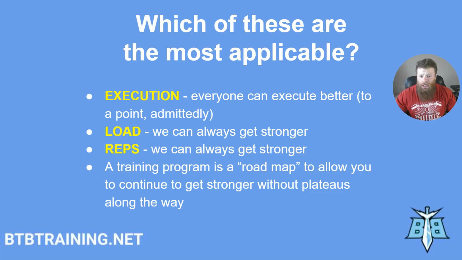So execution is always something that we can improve, and simply tightening up your exercises, having better form, targeting and feeling the target muscle work better is always going to be a way that we can progressively overload. And then load and reps. We can always get stronger. Unless you are using a machine that physically limits you from adding more weight onto the machine, you are always going to be able to get stronger on your exercises.